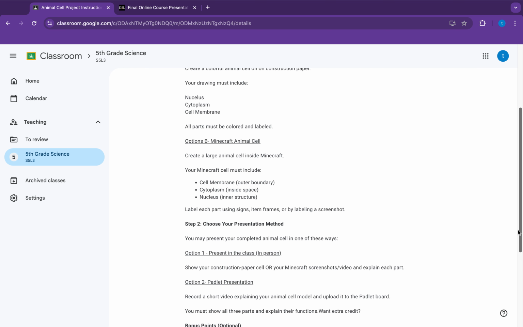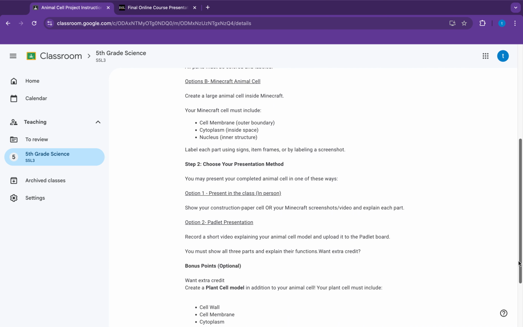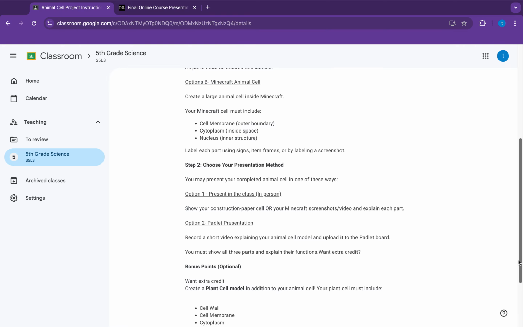They're going to label each part, whether it's using signs, item frames, or by labeling a screenshot. And then they get to choose their presentation method. This is entirely based on what they're comfortable with. They may present the completed animal cell in one of these two ways.